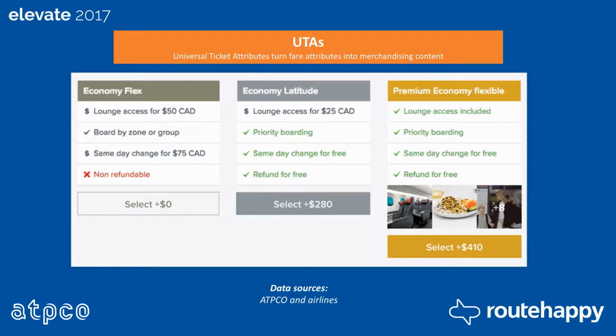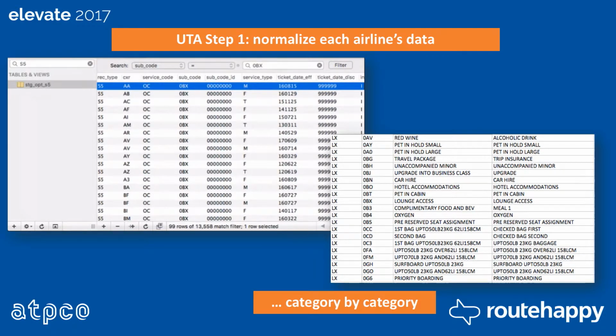So how do we do that? UTAs are ticket attributes turned into merchandising content. We want to be able to have comparison grids, checks, X's. We want to make this information easy to understand at a glance. Our data sources are, of course, ATPCO and airlines. And our first step is to take that data, normalize it category by category, airline by airline.